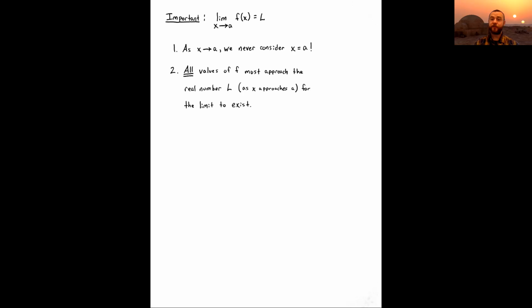Just restating what we emphasized, to make it official. All values of the function must approach that same real number L in order for the limit to exist. We're going to see some examples where certain values of the function approach one number, other values approach a different number. In that case, we would say the limit doesn't exist. We have to have that the function values approach a single number L as x approaches a.